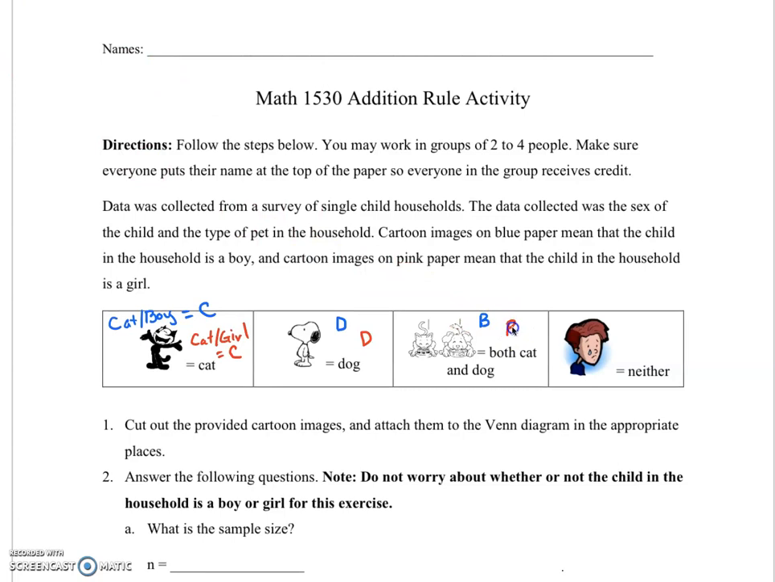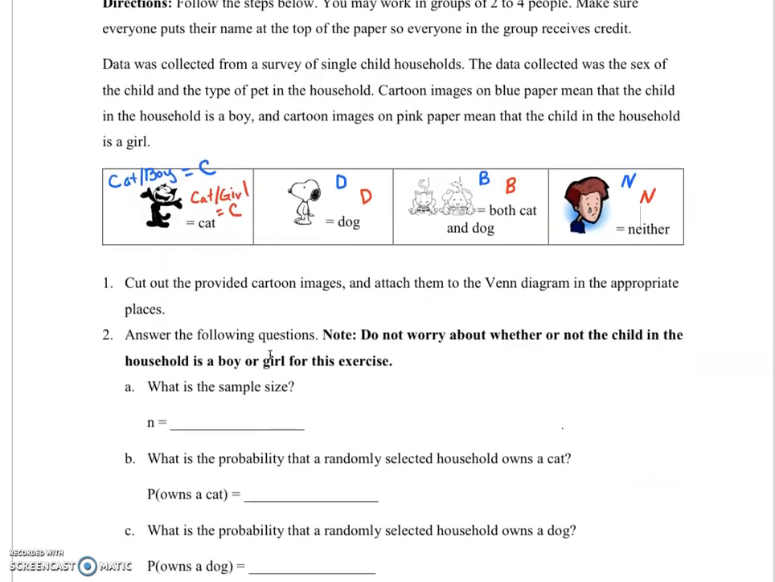And remember, blue means the child in the house is a boy, and red means it's a girl. And for neither, those poor children with no pets, we'll use an N in both colors. So the first thing we need to do is cut out the provided cartoon images and attach them to the Venn diagram.